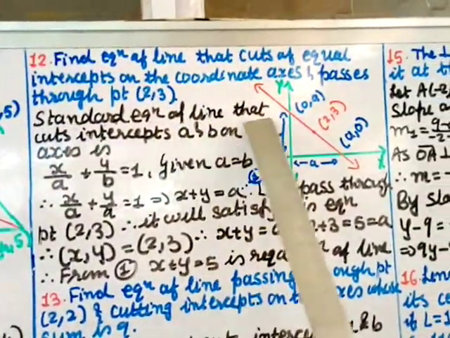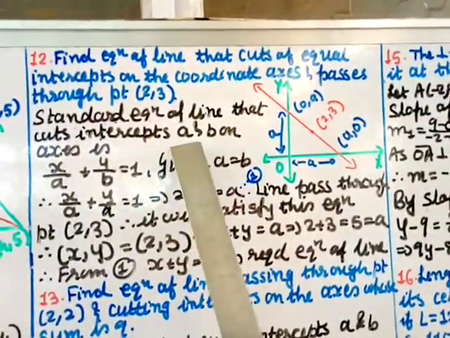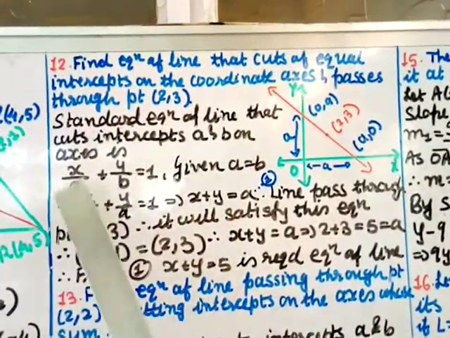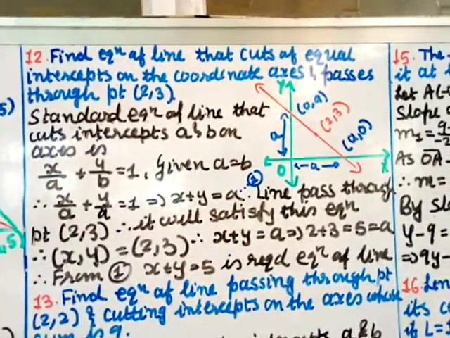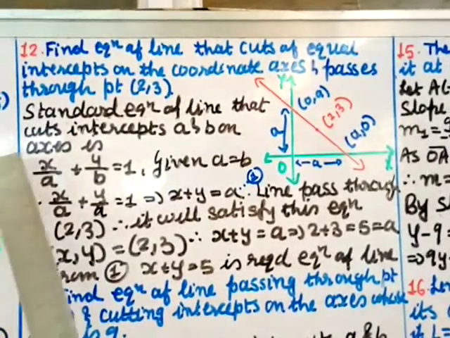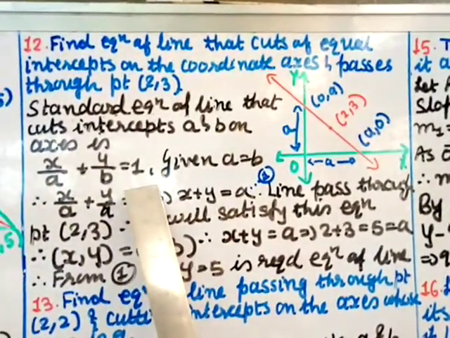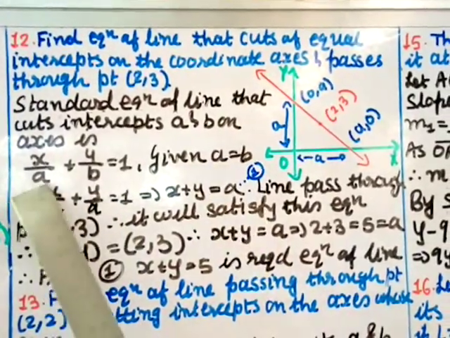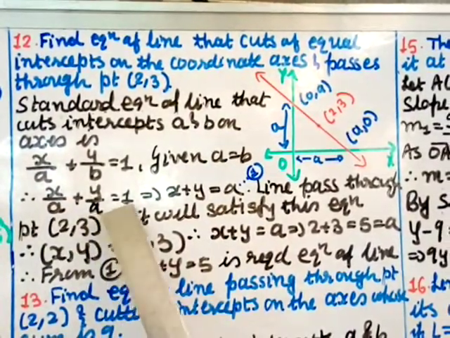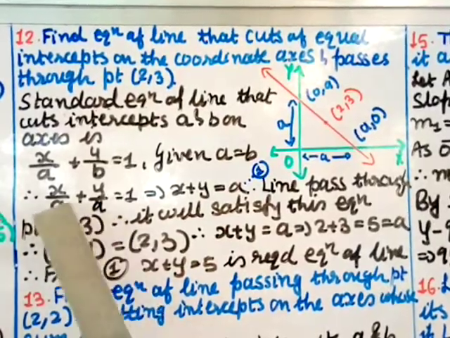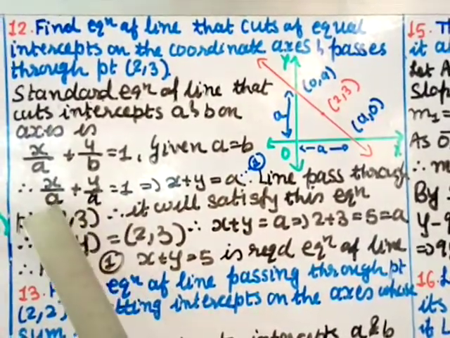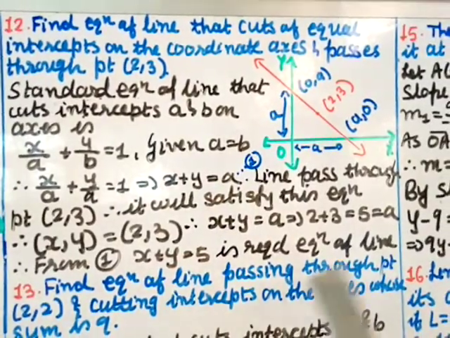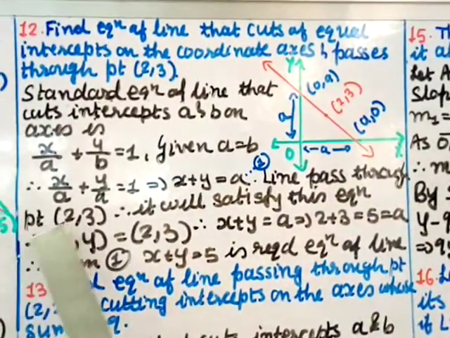The standard equation of a line that cuts intercepts A and B on the axes, if the intercepts are A and B on the x and y axes, is given by x by A plus y by B is equal to 1. Here we are given A equal to B, so I put A instead of B also. So x by A plus y by A is equal to 1. Both denominators are the same, so take the LCM and multiply with 1. So this will give you x plus y equal to A. Call it equation 1.